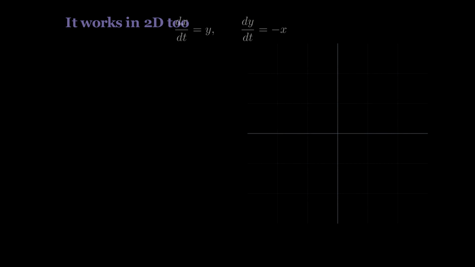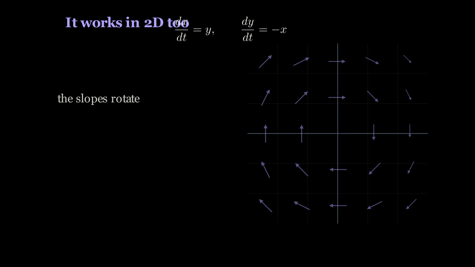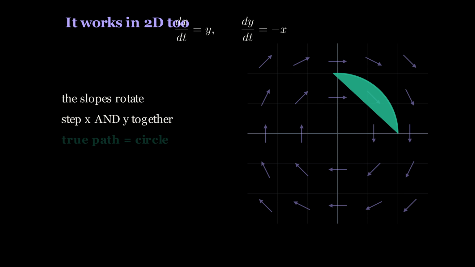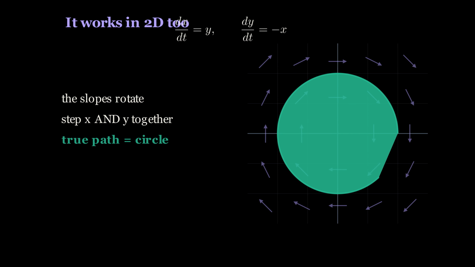One last idea. The doorway to our next video. When two quantities feed each other, a coupled system, the slopes form a rotating field. Euler still works. Just step x and y forward together each tick. The true path here is a perfect circle. Watch Euler try to trace it.